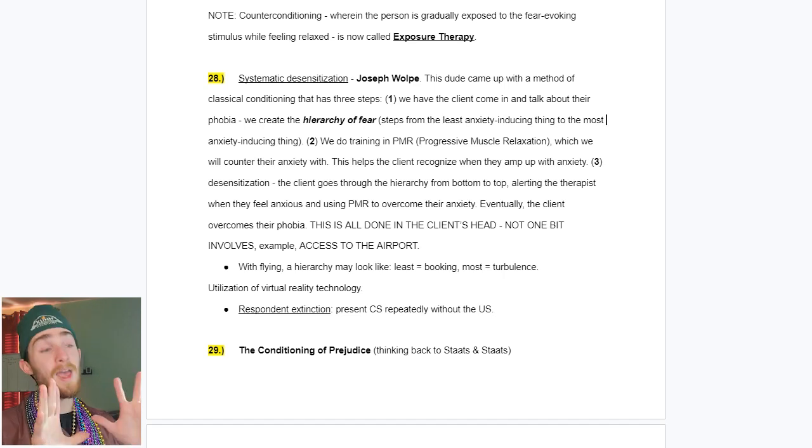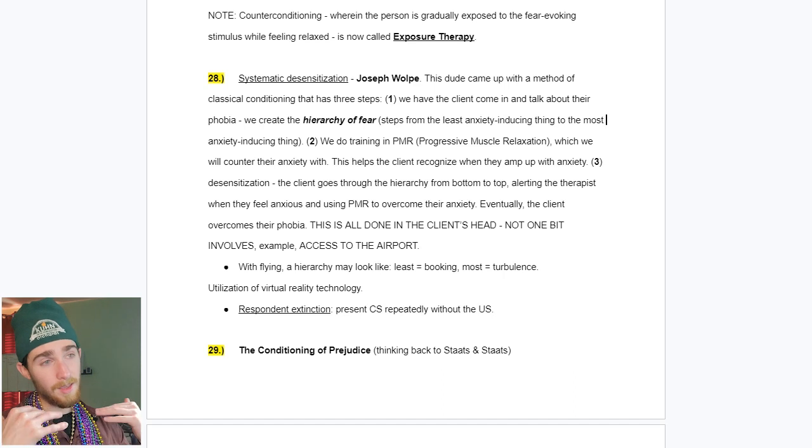thing. Now, once we have that hierarchy, we move on to step 2, which is where we do training in progressive muscle relaxation. We train the client to counter their anxiety with PMR. This helps the client recognize when they amp up with anxiety, and it helps them combat that anxiousness. And finally, 3rd step, desensitization. We take the client through that hierarchy of things from least anxiety-inducing to most anxiety-inducing.